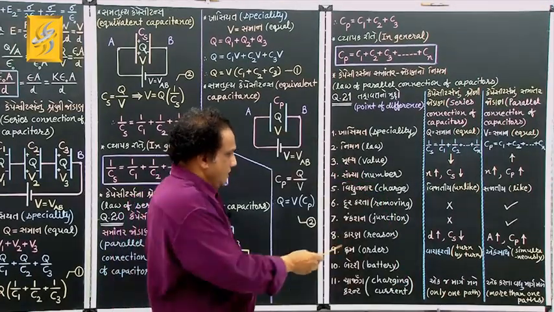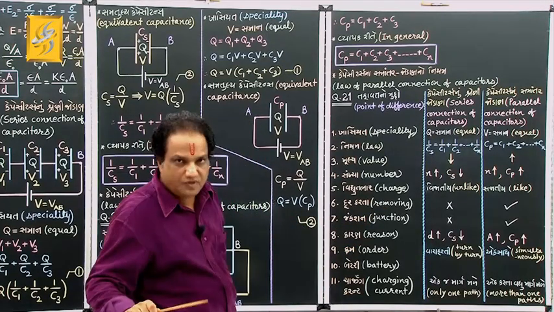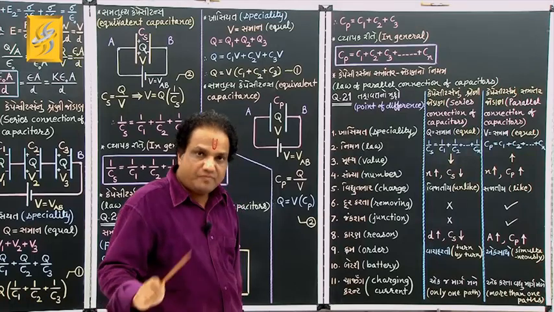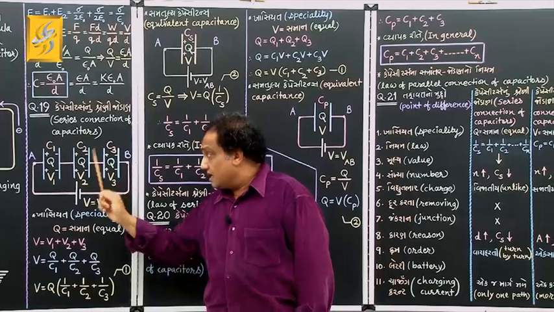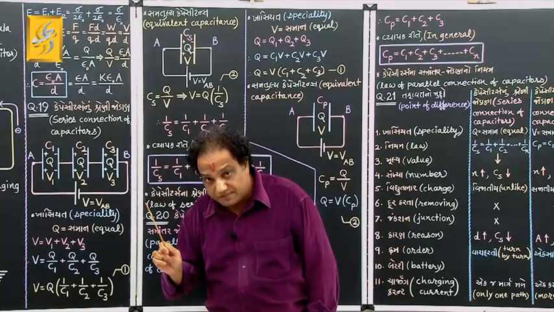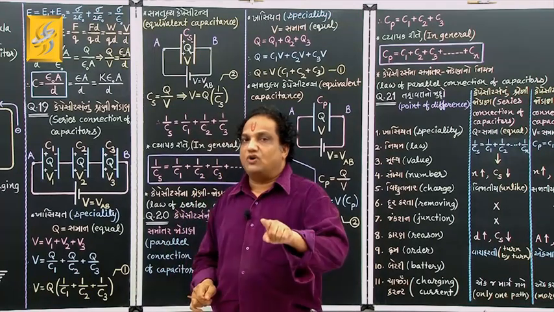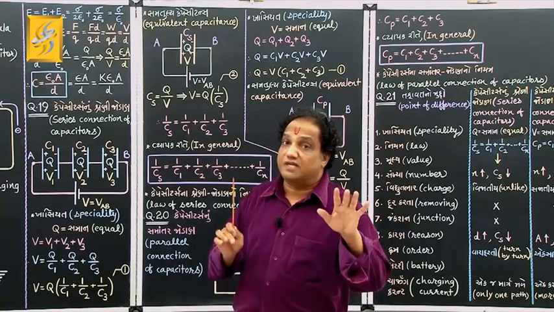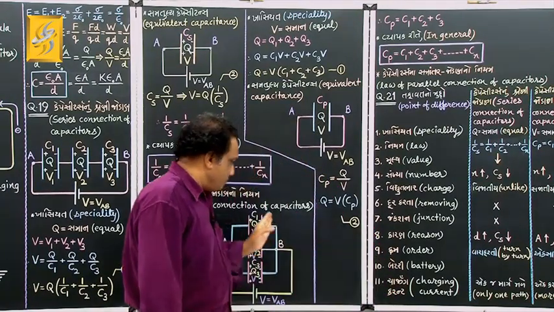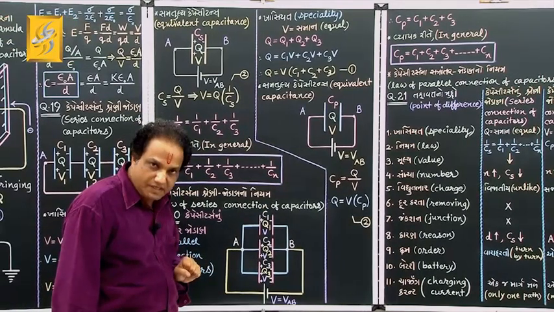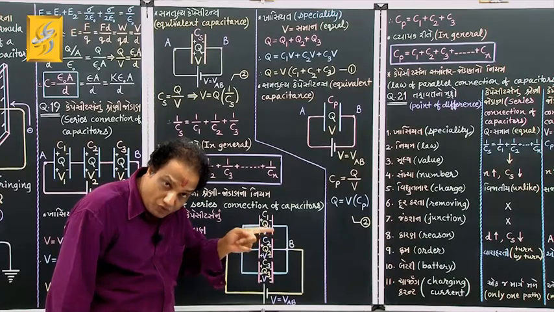Look, what about if you remove one capacitor? If you remove one capacitor from this series connection, then other capacitors do not get charged. If you remove one capacitor in a series connection, charging of other capacitors also gets stopped. Here you may remove one capacitor, then also the charging of other capacitors will continue.